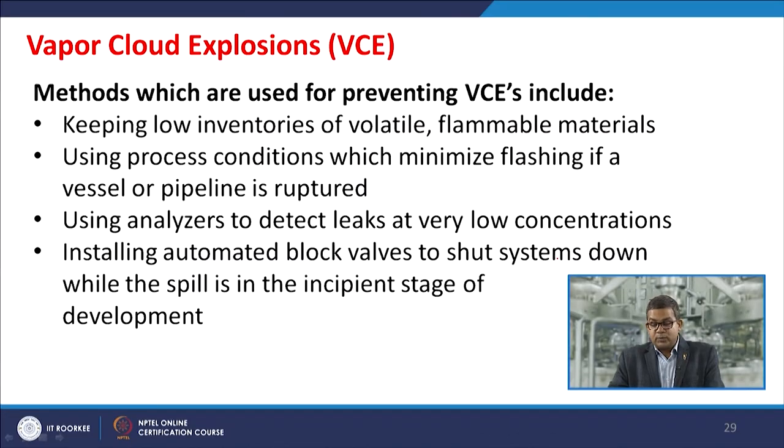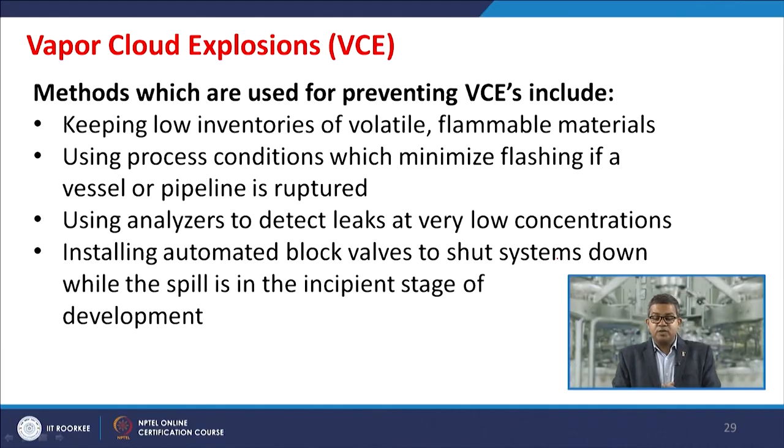Now, we can discuss various methods we can use to prevent vapor cloud explosion, and these include keeping low inventories of volatile flammable materials. Obviously, it is always advisable that you reduce your warehouse and the amount of volatile material, and use only up to a certain limit. In FlixPro, they stored a huge quantum of flammable material in their establishment. So, you keep low inventories. This not only reduces your safety problem, but also reduces the economic burden involved in warehousing.